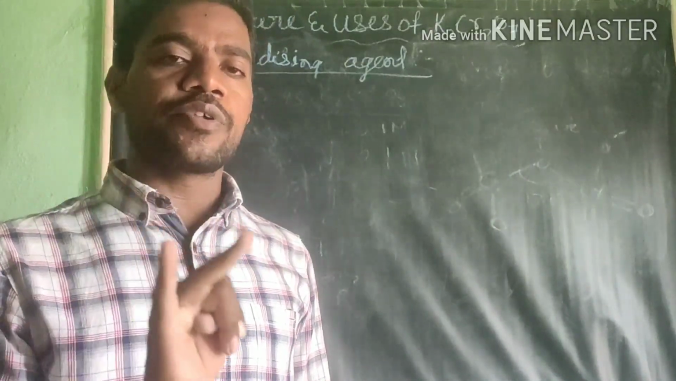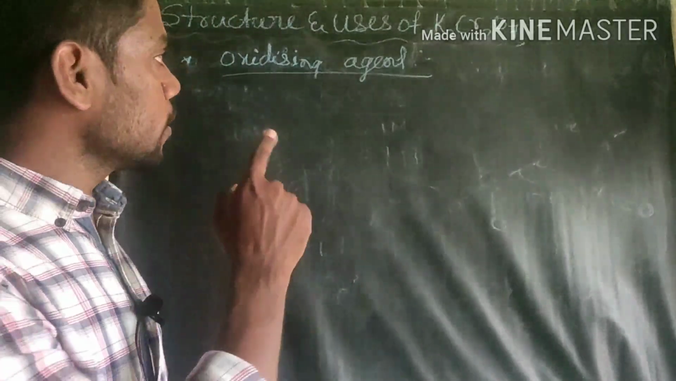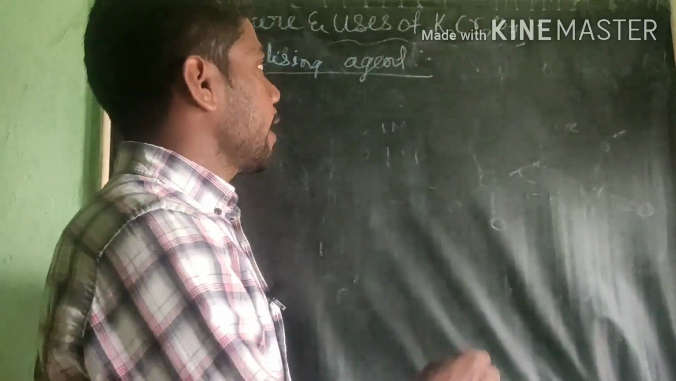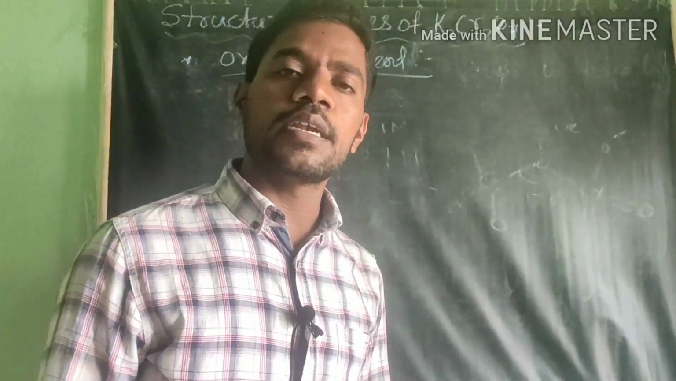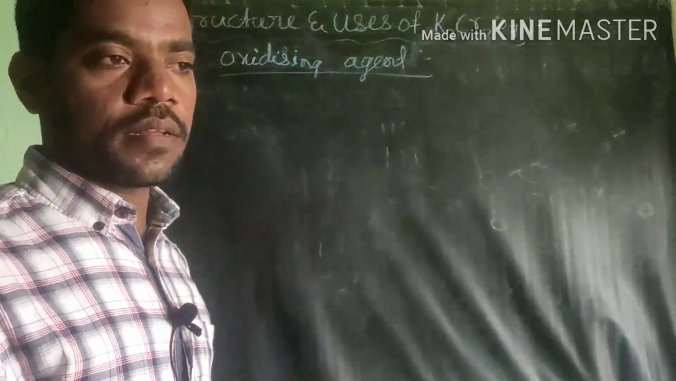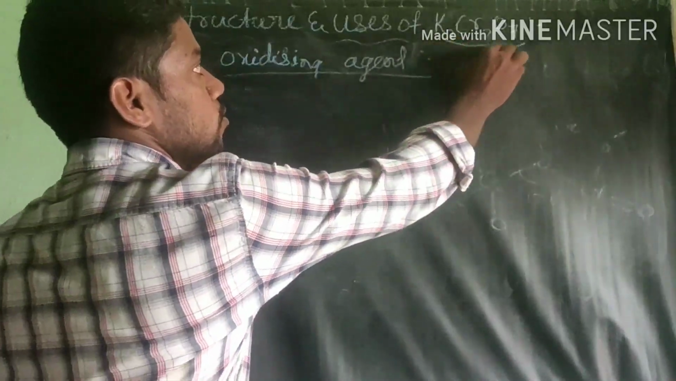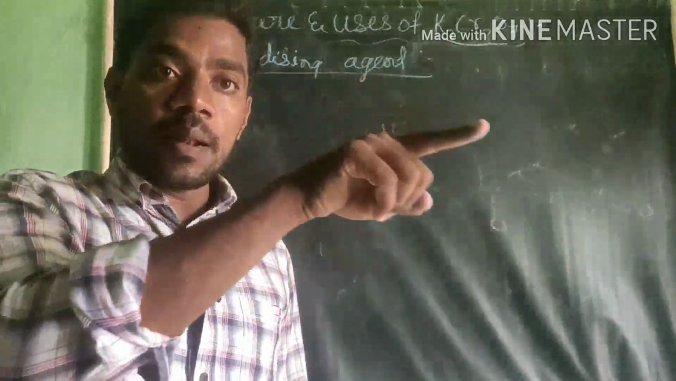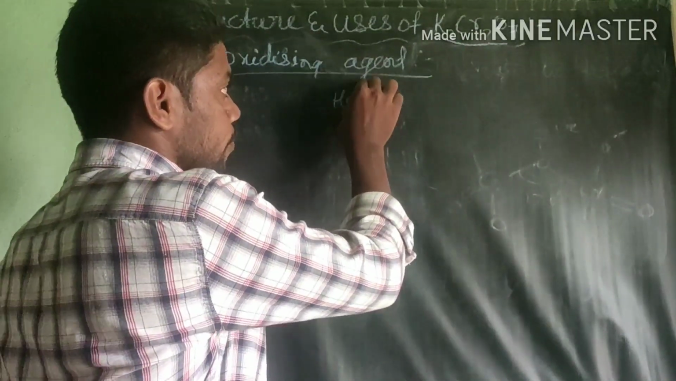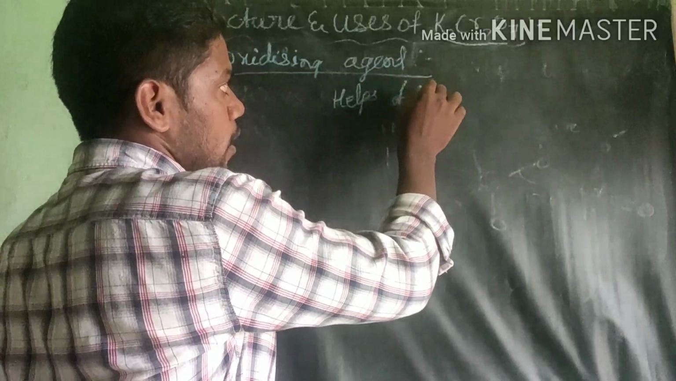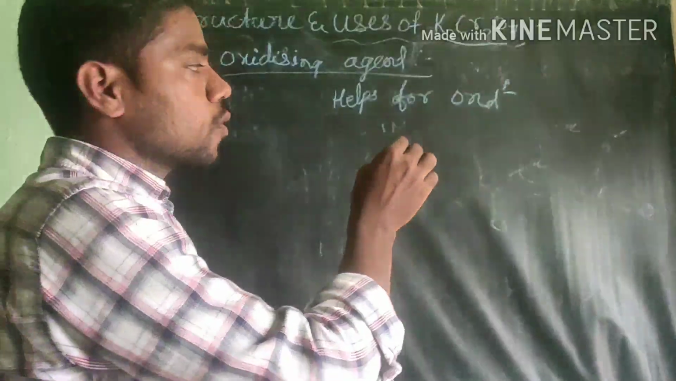Reducing agent, oxidation, reduction, redox, I will do one separate video. Don't worry, but I will tell you that K2Cr2O7 acts as an oxidizing agent. Oxidizing agent means a compound which helps in oxidation and itself undergoes reduction.